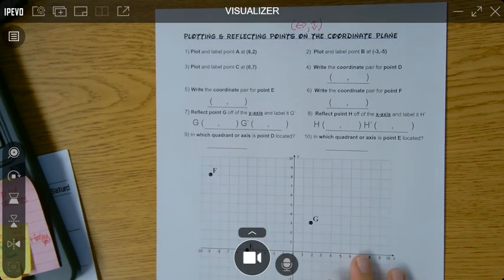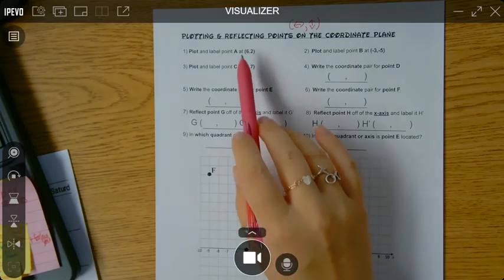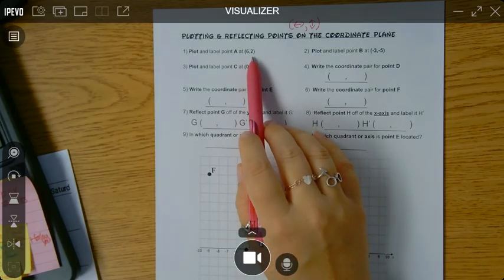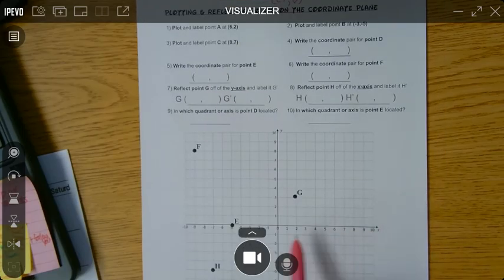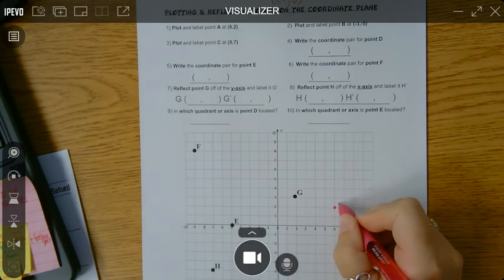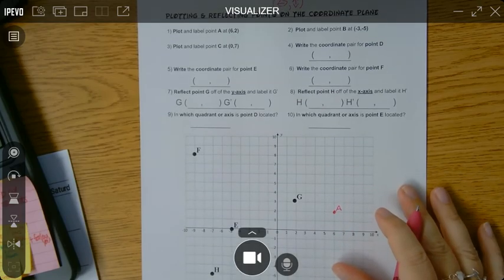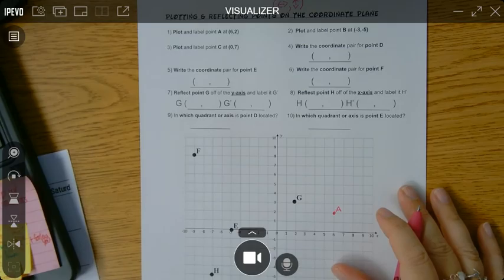All right. So if I take a look at this first point, A, I'm going to go right 6 and up 2. So let's go ahead and do that here. I'm going to go right 6 and up 2 and label that point A. Okay, now, again, you can always try these yourself first and then come back to see how you did.